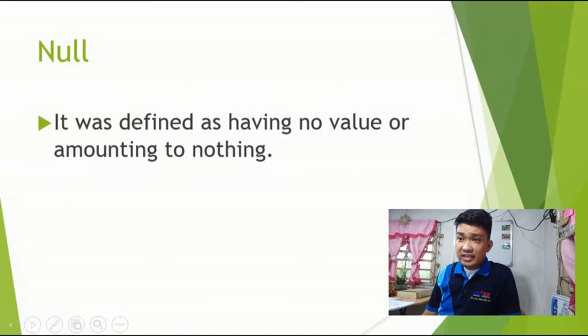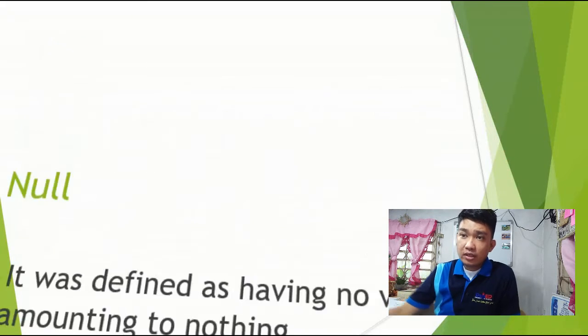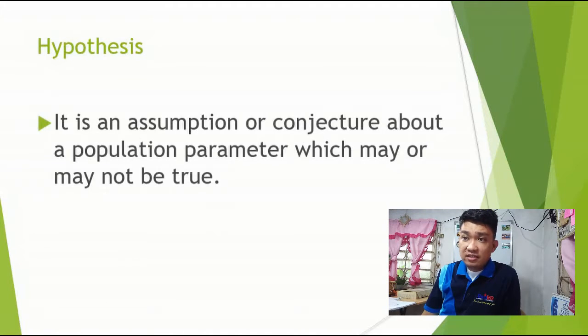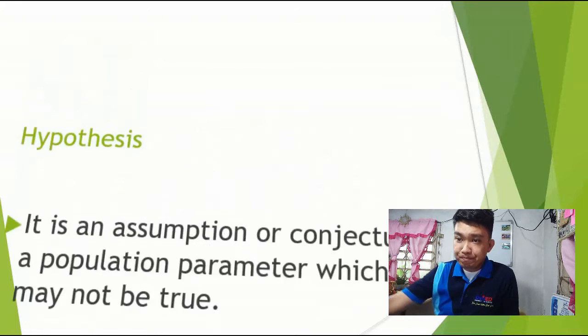Let's now define the terms that are used in the discussion. Null. It was defined as having no value or amounting to nothing. Hypothesis. It is an assumption or conjecture about a population parameter which may or may not be true.